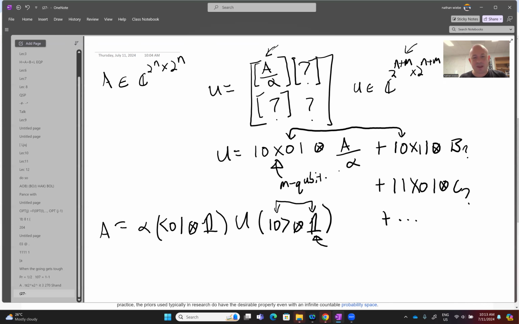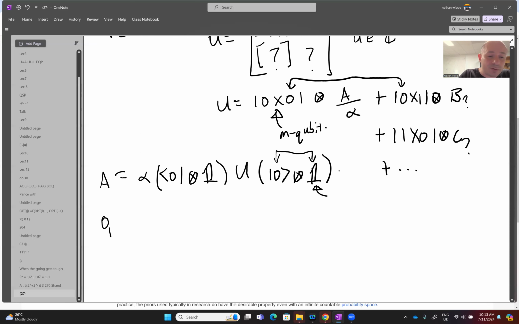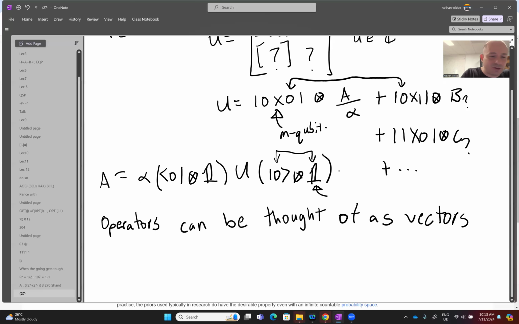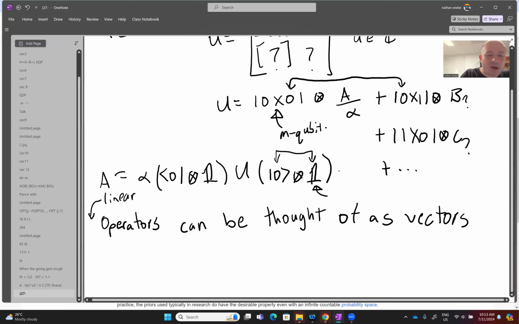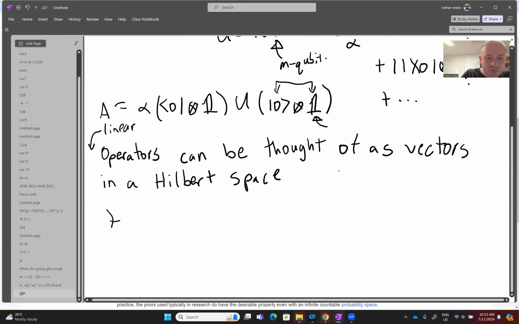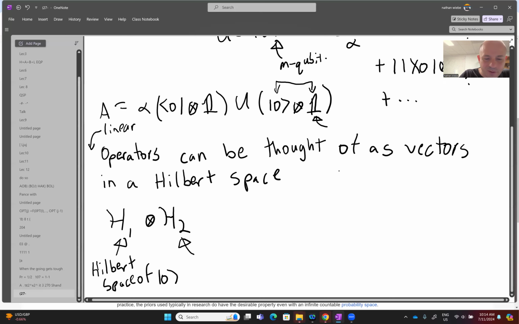The easiest way to think about this is to use the fact that operators, I guess I should say, in particular, linear operators, can be thought of as vectors in a Hilbert space. And in general, we can think about the tensor product of two completely different Hilbert spaces, let's say H1 tensor H2. In this case, H1 is the Hilbert space of the ket 0 in our context. And H2 over here would be the Hilbert space of the identity when thought of in terms of this.